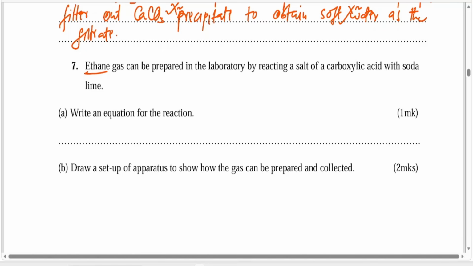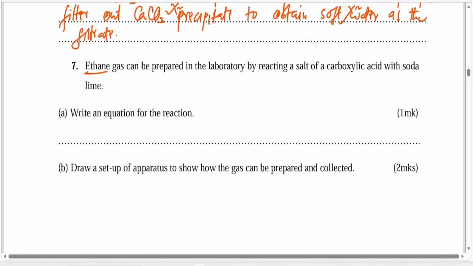For instance, if I want to prepare ethane, then I shall use soda lime and sodium propanoate. If I was to prepare methane, I use soda lime and sodium ethanoate. If I was to prepare butane, then I use soda lime and sodium pentanoate. So I use the preceding alkanoate. So in my case, I'm going to prepare ethane by reacting sodium propanoate with soda lime.